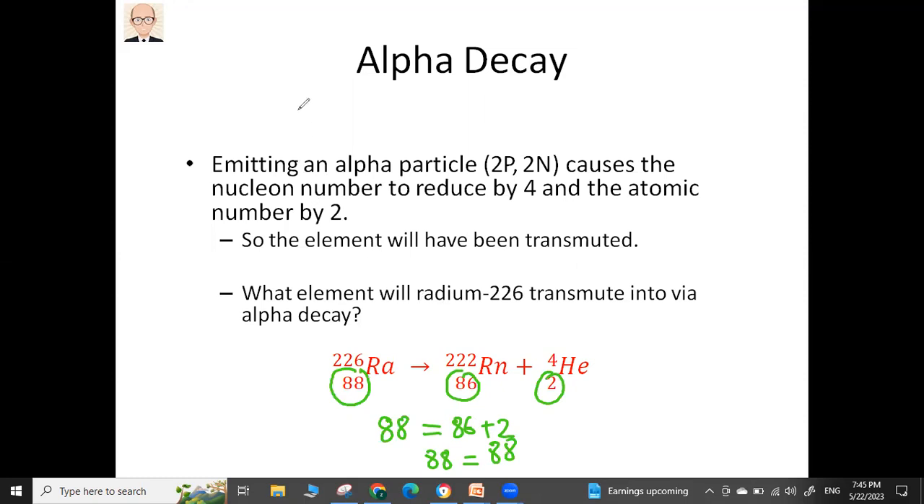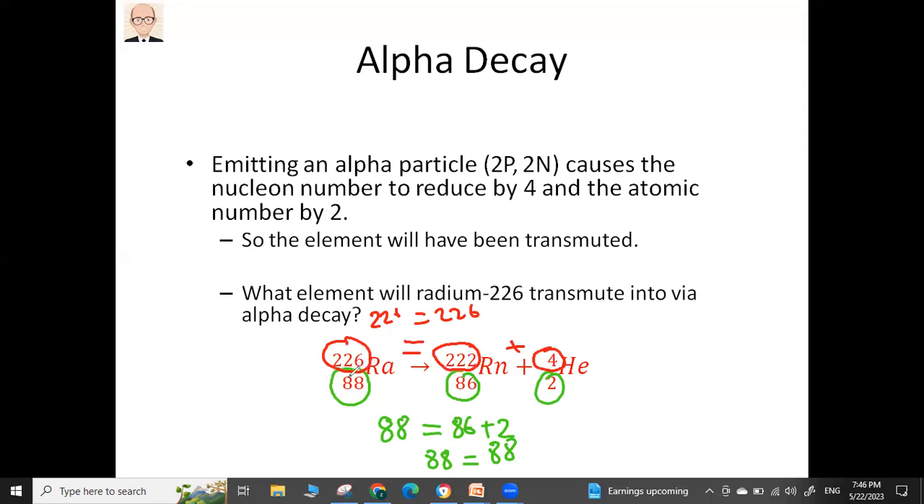We should have the same thing for atomic mass or mass number. If we look at the left side, we have 226, which must be equal to 222 plus 4. So 226 is equal to 226. It's balanced.